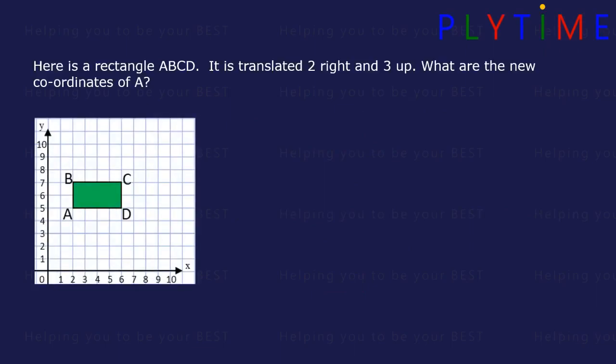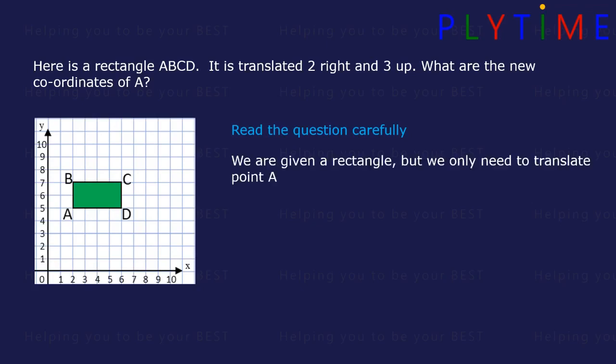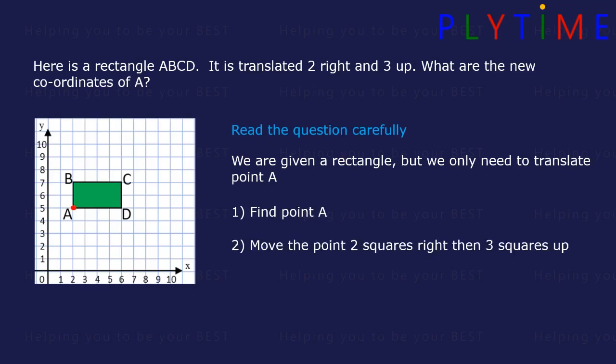Here's a rectangle ABCD. It's translated 2 right and 3 up. What are the new coordinates of A? We need to read the question carefully. We're given a rectangle, but we only need to translate the point A. First, we need to find point A. Then we need to move point A 2 squares right and 3 squares up.